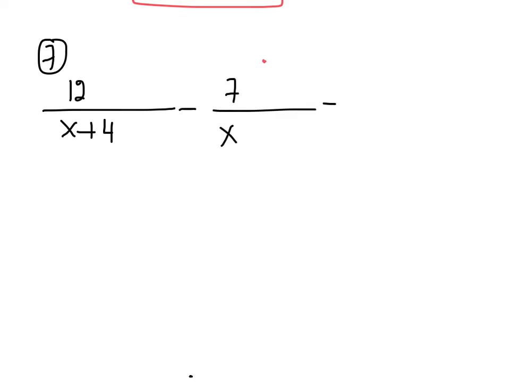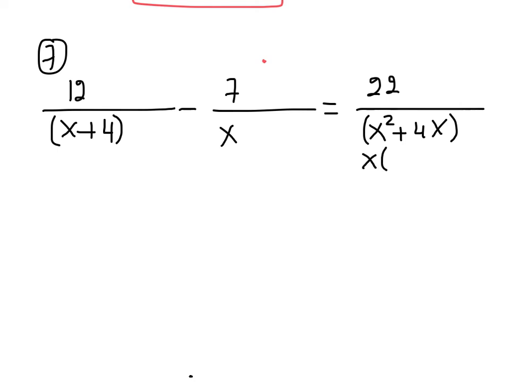Number 7, you have 12 divided by x plus 4, minus 7 divided by x, is equal to 22 divided by x squared plus 4x. The first thing we want to do is parentheses, like I showed you. We want to make sure all these factors are prime. Well, this x plus 4 is prime, but this one here we have to factor into x times x plus 4. Once you factor it, you can cross this out.